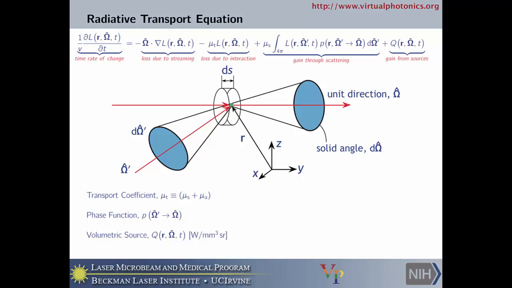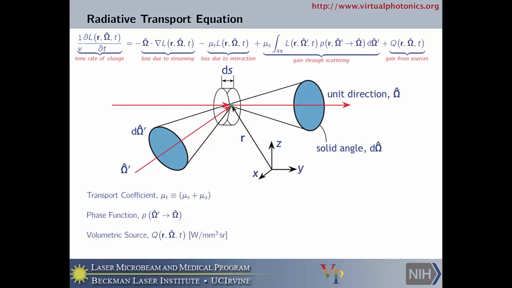Okay? Now you have opportunities to gain light. Well, there could be light that comes to this point from another direction omega prime that undergoes a scattering event and then gets scattered into the direction that you're considering, omega.